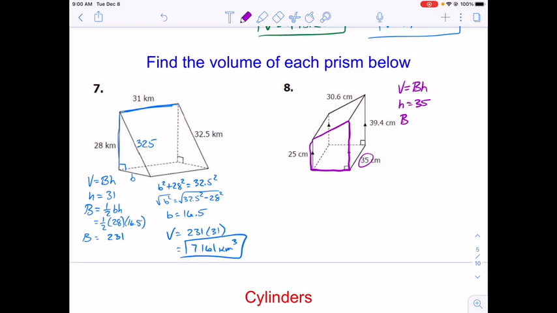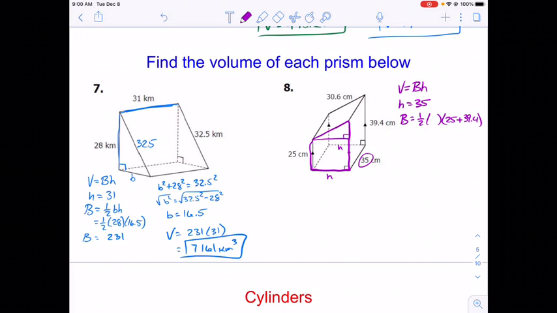So now I need to find the area of the base, which we know is 1/2 times the height of the trapezoid times the two bases. We don't have that height. This is the height right here. We don't have that distance, so we're going to have to find it. Our two bases are going to be 25 plus 39.4. So we've got to figure out what that height is. So once again, we're going to come over here and make a triangle because we know how to solve a right triangle if we know certain parts.